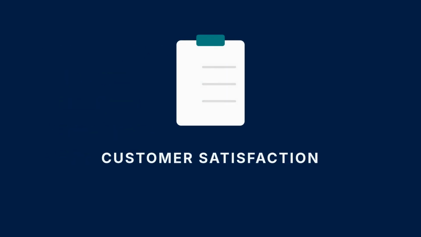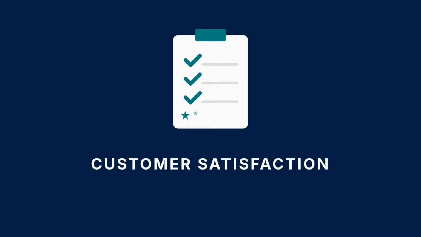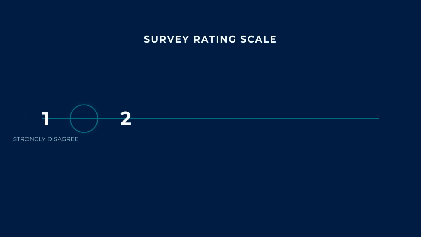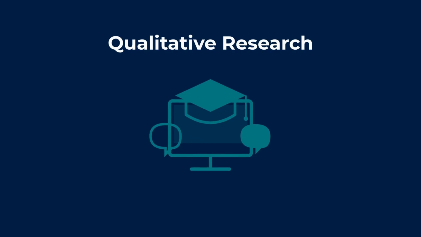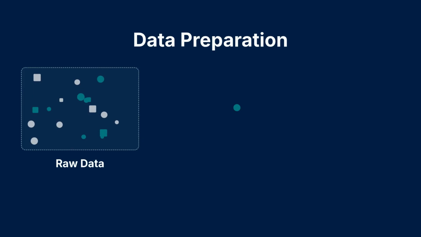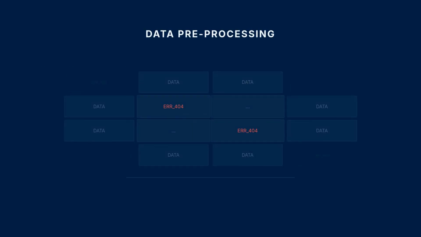For example, if your study is about customer satisfaction, you might distribute a survey with questions rated on a scale from 1 to 5. If it's qualitative research, such as exploring the experiences of teachers during online learning, you could conduct interviews. Once you have the data, the next step is data preparation, where you clean and organize it.